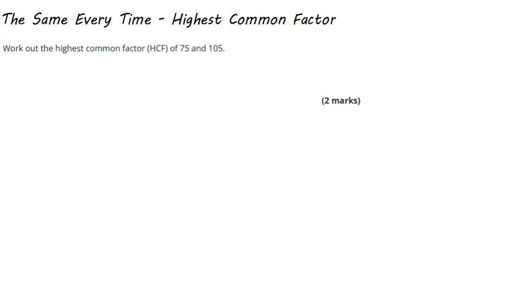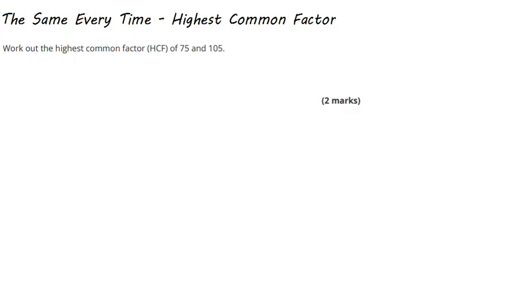Highest common factor in this video, exam question. Work out the highest common factor, HCF, of 75 and 105. If you watched the previous video, perhaps you want to pause the video now and try the question yourself. Then you can compare your answer with mine.